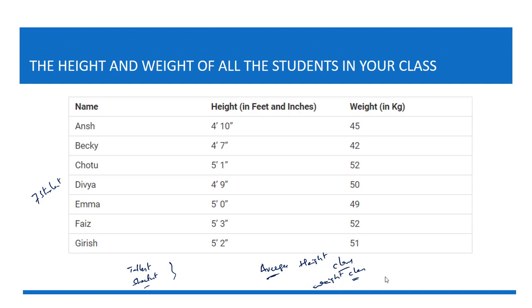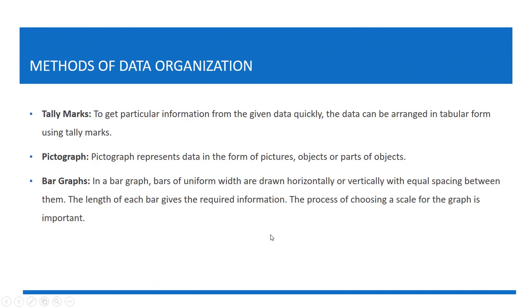There are different ways of representing the data. The first one is tally marks. To get particular information from the given data quickly, the data can be arranged in a tabular form using tally marks. Let us go through 1 or 2 examples so that you can easily understand what exactly tally marks are. This is the first method of data organization. The second one is the pictograph. In a pictograph, we represent the data in the form of pictures, objects or parts of objects.